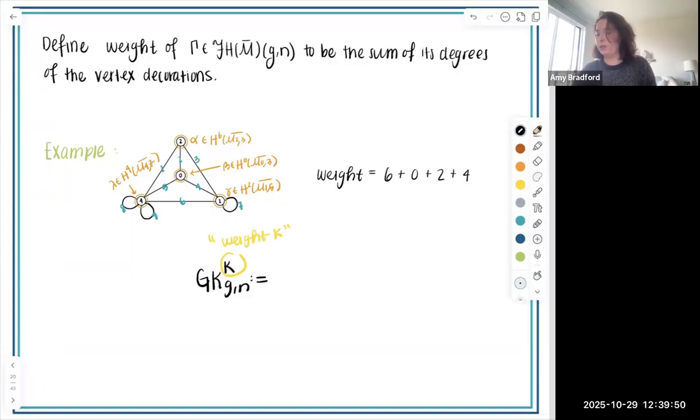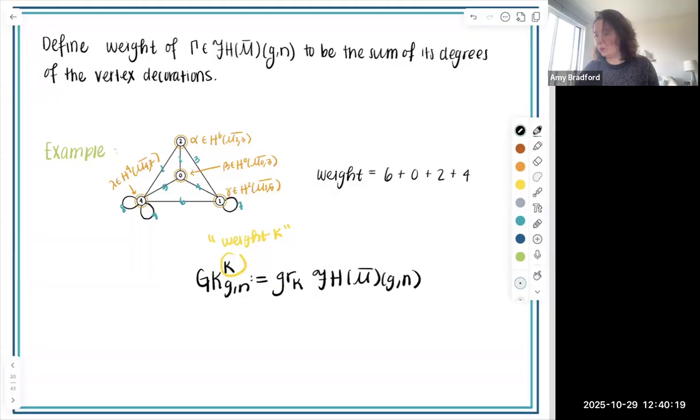And because I can do this, I can tell you a weight k graph is going to be one where the sum of the degrees of the decorations is going to be k. I can do a similar notion to what we talked about before, and I can take quotients. I can take the weight k piece quotiented by the weight k minus 1, and that's going to be this graded piece.